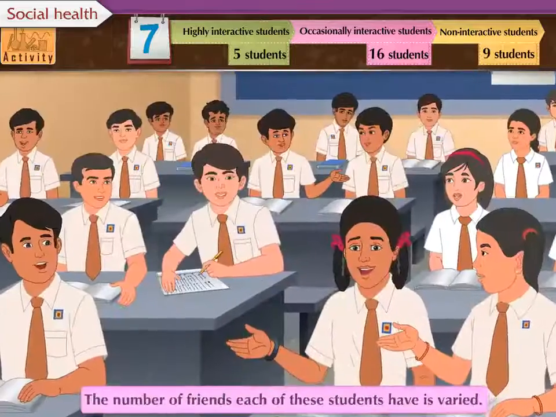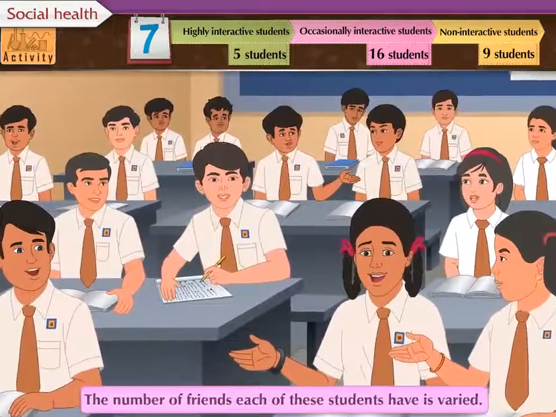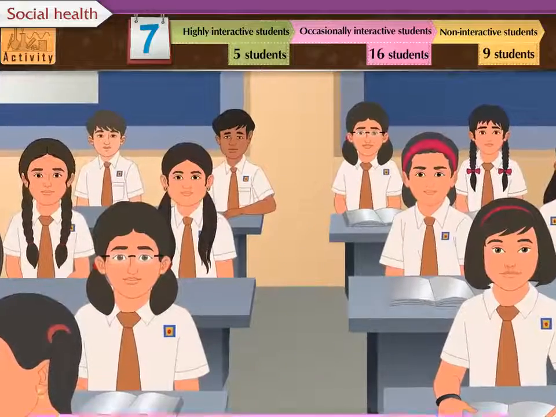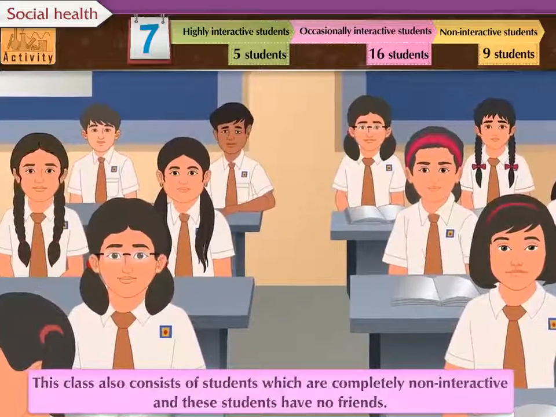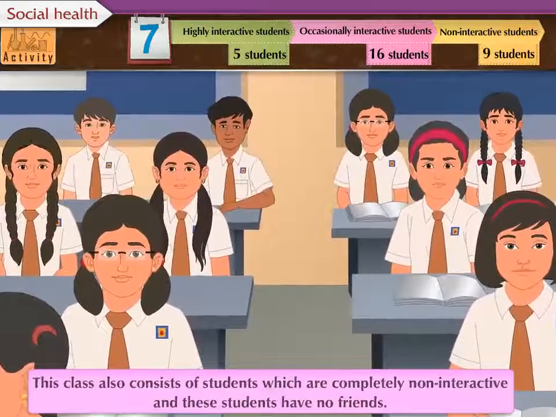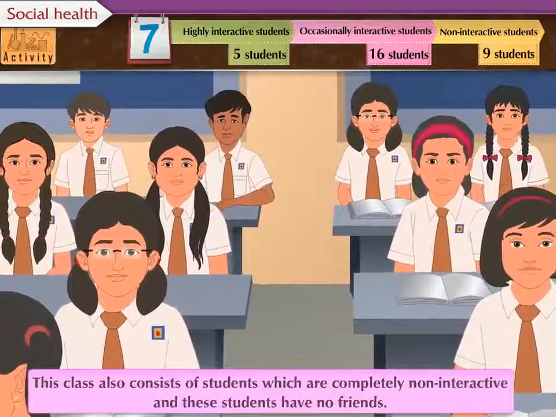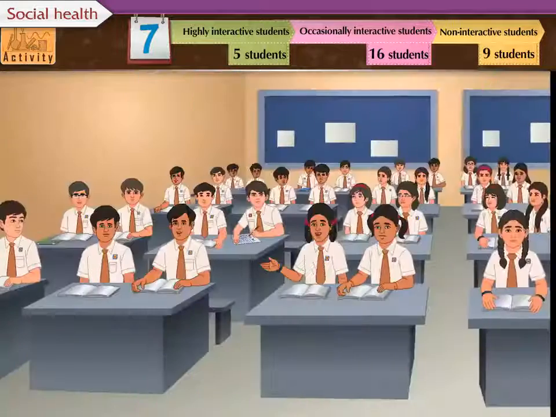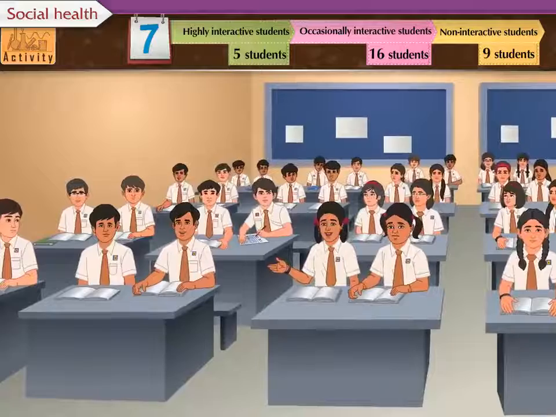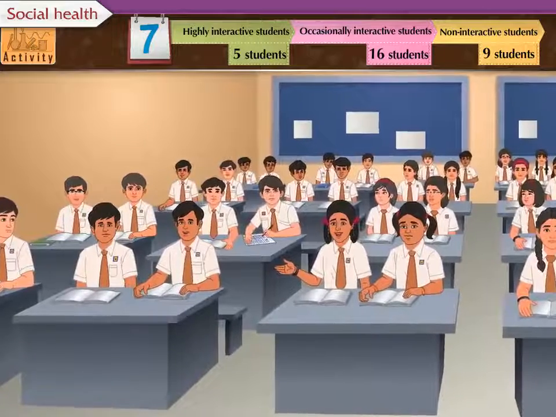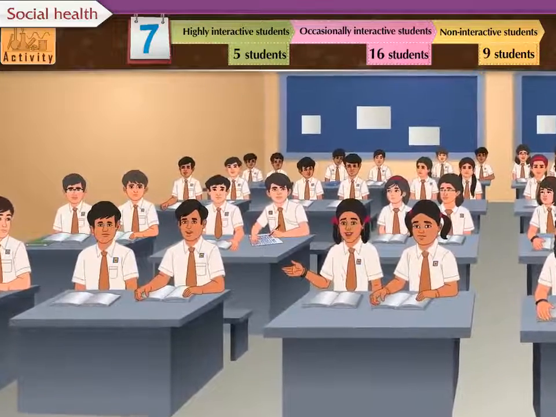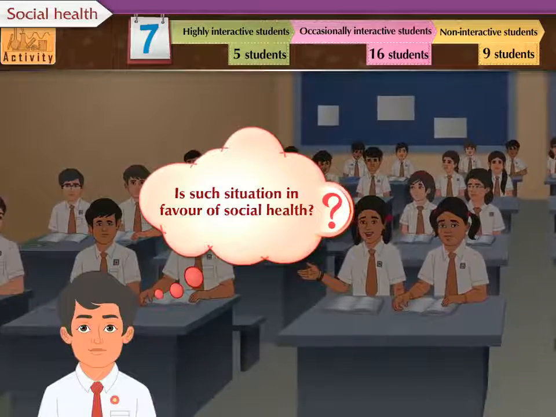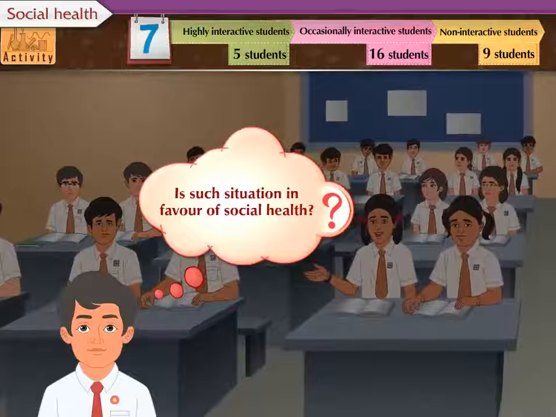The number of friends each of these students have is varied. But along with these interactive students, this class also consists of students which are completely non-interactive, and these students have no friends. According to the definition of social health, maximum number of students of this class have the ability to establish relationship with other persons. Is such situation in favor of social health?